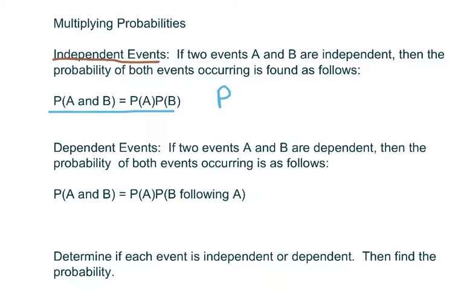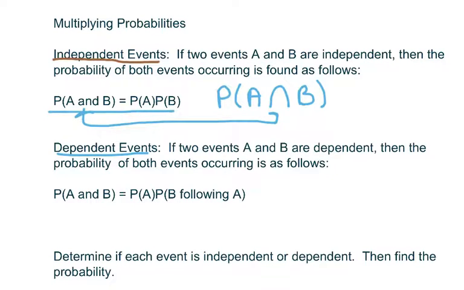Sometimes it's written like this. It's A union B. This means "and." So instead of "and," I wrote it like this to reach a higher audience. So as long as you know that these mean the same thing, you're good. And then you have dependent events. So we could write this as the probability of A and B like that if you want.